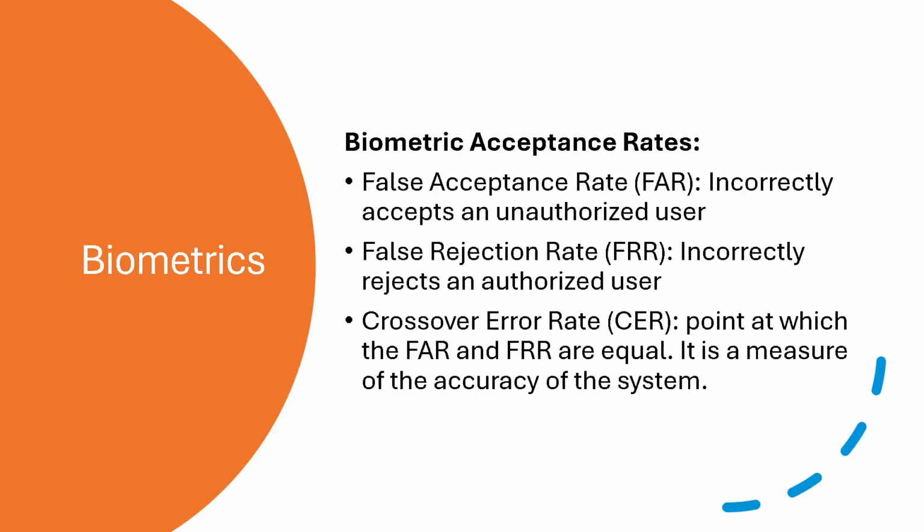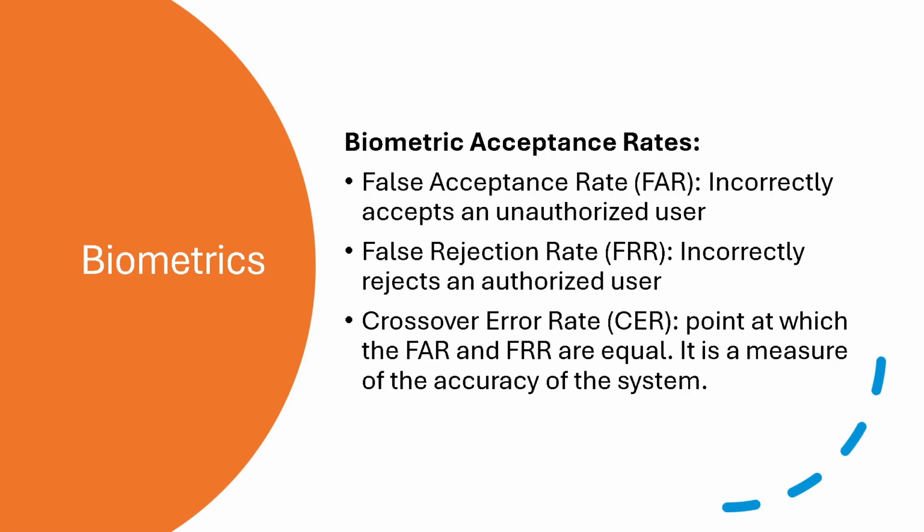Biometric acceptance rates. While evaluating biometric systems, three key metrics are used to measure the effectiveness and accuracy. False acceptance rate, or FAR. This is the rate at which a biometric system incorrectly accepts an unauthorized user. A high FAR indicates a security risk, as unauthorized users can gain access.